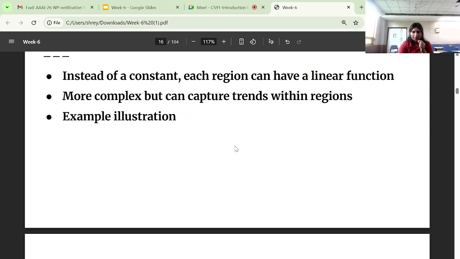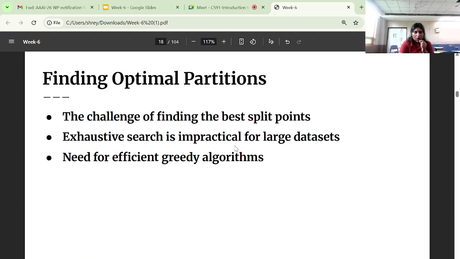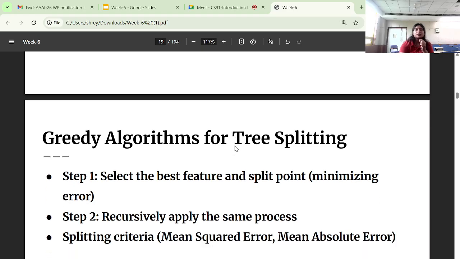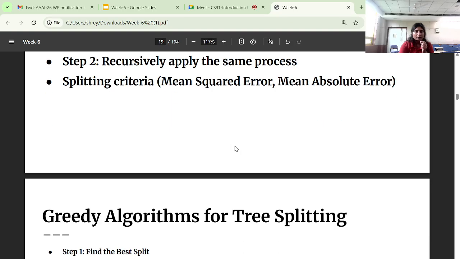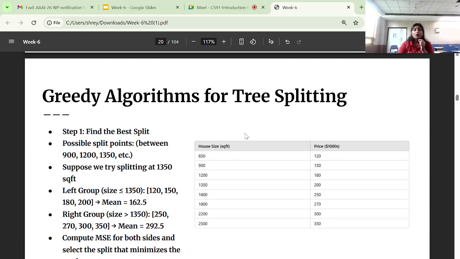Another way is you can have some optimal partition using a greedy approach. The greedy approach is, we select the best feature, we split at the point that minimizes the error, and then recursively apply the same process. How can you do that? Just see this example.